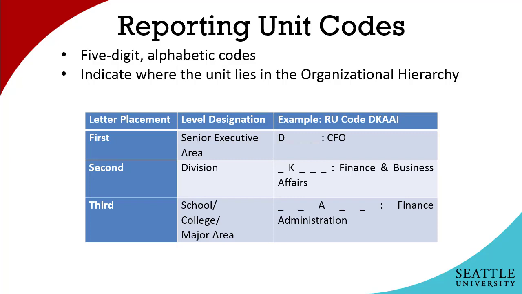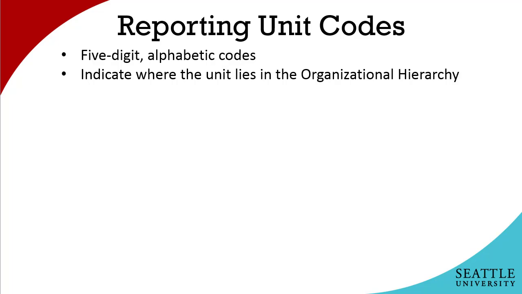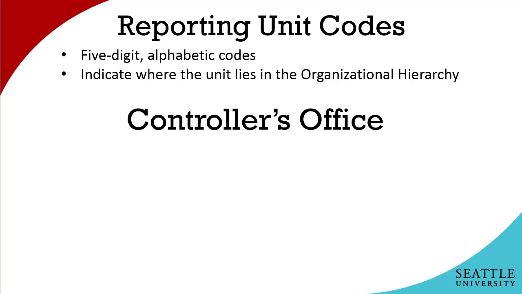Some school, college, and major areas have so many reporting units that multiple digits are required to provide necessary distinction. Therefore, the reporting unit identifier is the fourth and fifth letters of the reporting unit code. In this example, AI distinguishes the University Budget Office from other reporting units in the Finance Administration Major Area. For example, the reporting unit code for the Controller's Office is DKAAB.